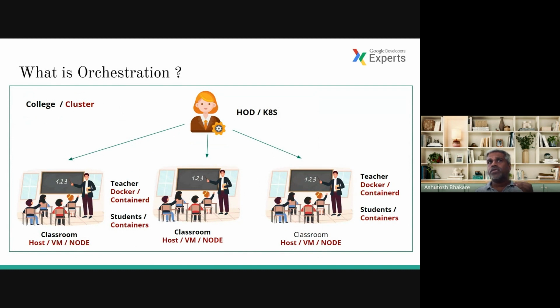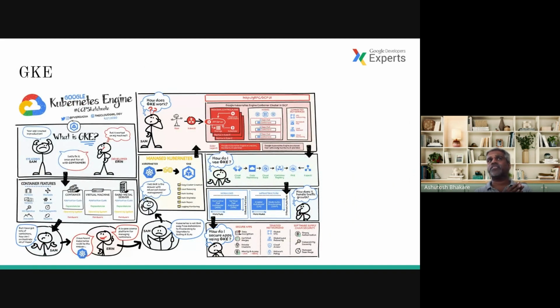And Google has a managed Kubernetes ecosystem, that is Google Kubernetes Engine, where you provision the nodes and then you deploy your application in various ways. That's the GKE for us. That's the managed Kubernetes for us.